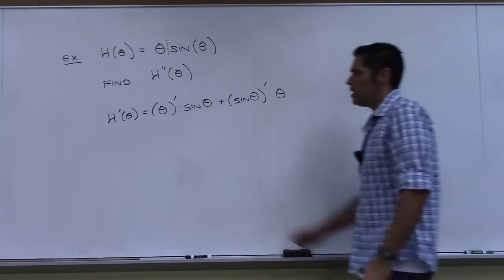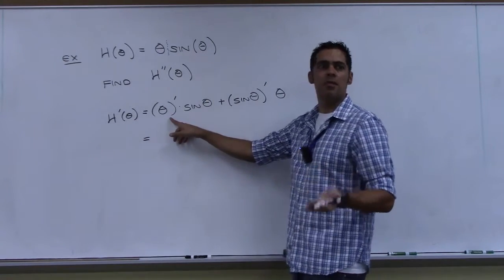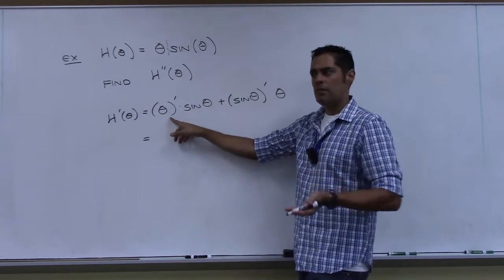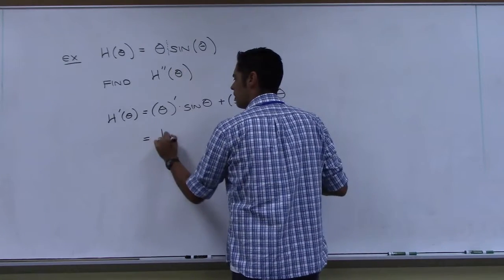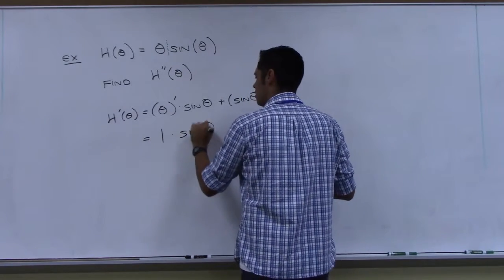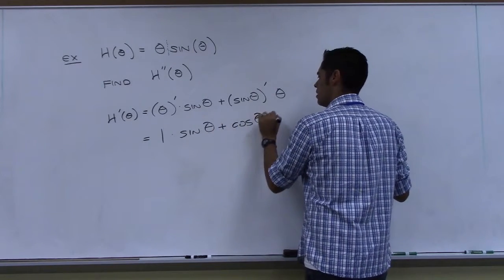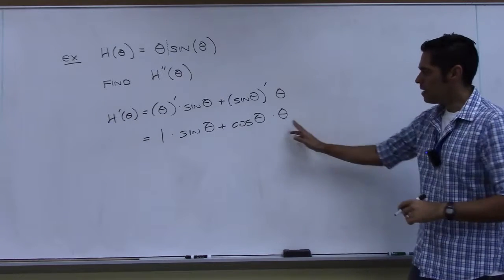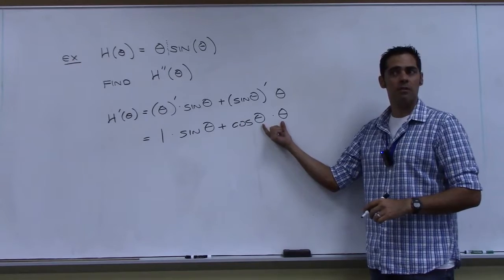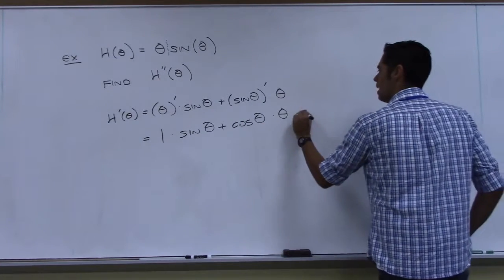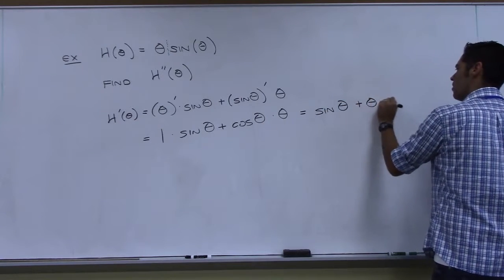What's the derivative of theta? 1. So this is like saying what's the derivative of x? And because theta is the variable, we treat it the same way. So this is 1 times sine theta. What's the derivative of sine of theta? Cosine of theta, times theta. And I should take that theta back here and just slap it in front of the cosine so we don't accidentally think that that's theta squared. So we get 1 times sine theta is sine theta plus theta cosine theta.